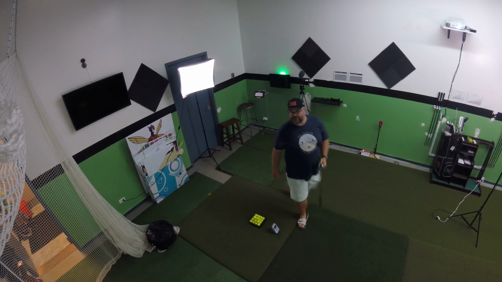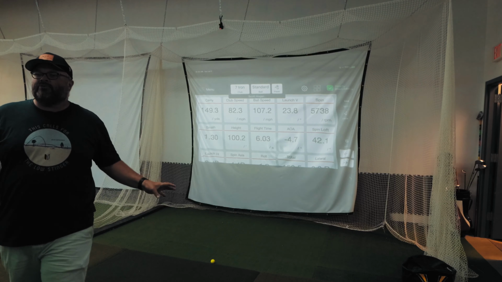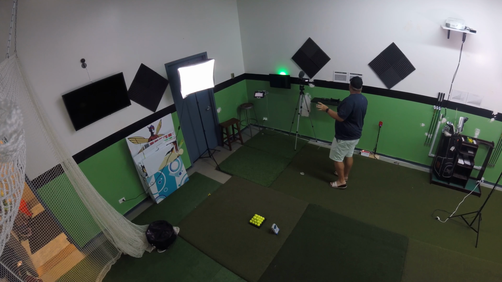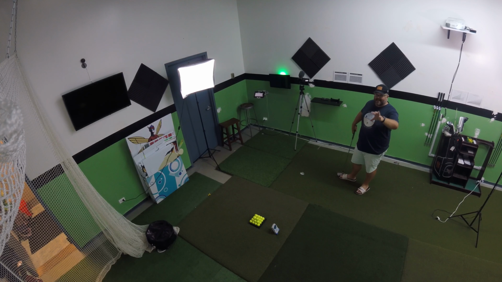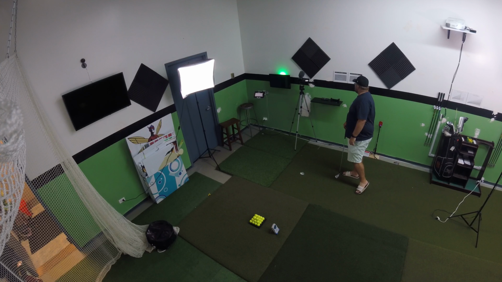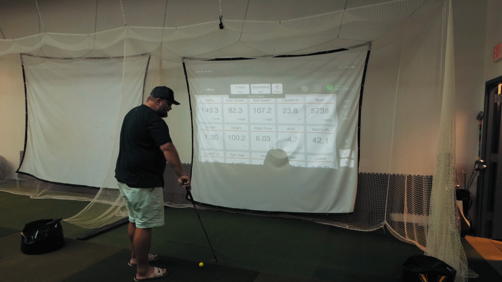Club speed was up just a touch. Launch is still high, but if I'm at 82 club speed, I should be getting closer to like 165. But again, I've got to bring down that launch angle. I'm still almost 8 degrees too high. I mean, that's 8 degrees, that's a lot.